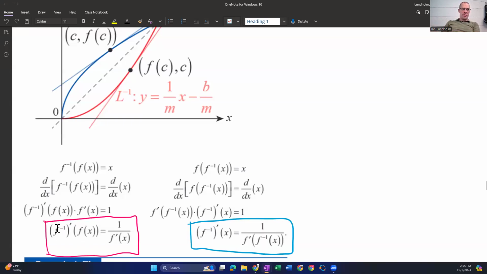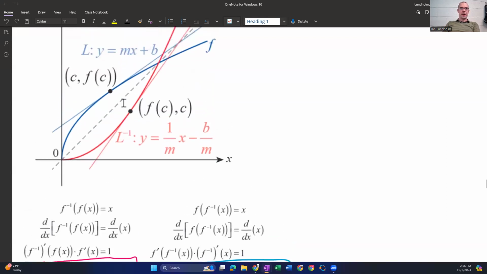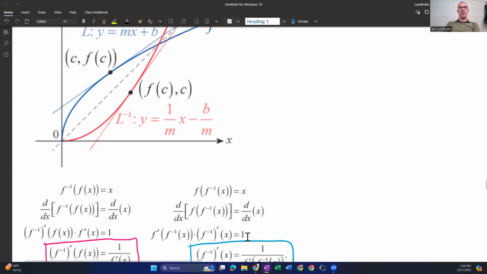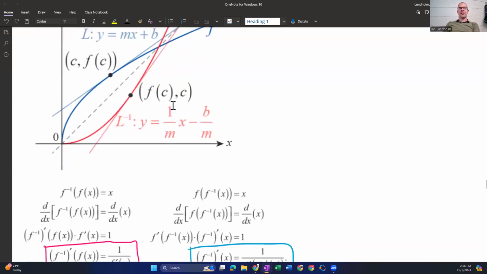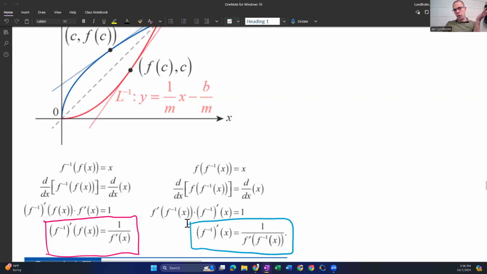This one is the derivative of the inverse function with the original function composed on the inside is equal to 1 over the derivative of f. That's just kind of a cool relationship between the reciprocal of the derivative of f and the derivative of the inverse function. And if you stare at this picture and look at these relationships, you can see that those slopes end up working out. Here, if we've got a slope of m, the slope on the inverse function ends up being 1 over m, and these kind of things work out pretty nicely.